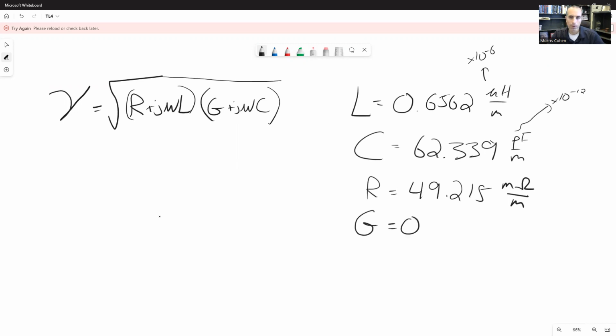From this, we can figure out what the impedance of the transmission line is. Z0 equals the square root of L over C, which is about 102.9 ohms.